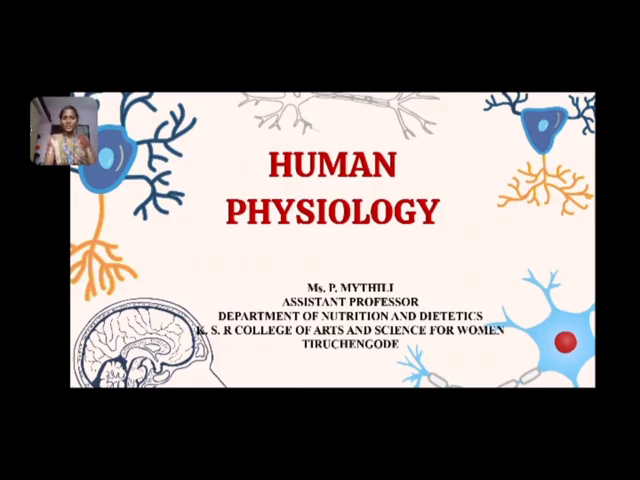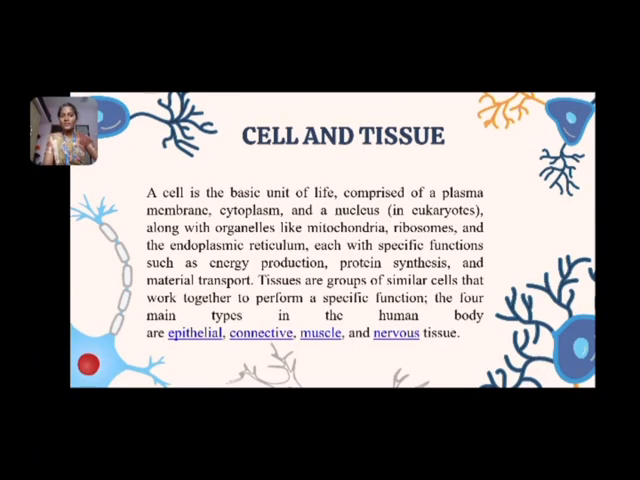Today we learn about the various systems in human physiology. So what is human physiology? Human physiology is the scientific study of how the human body functions from the molecular and cellular level up to the whole organism. So in human physiology, first we see about the cell and tissue.